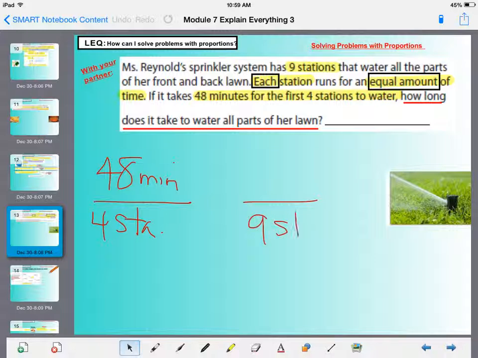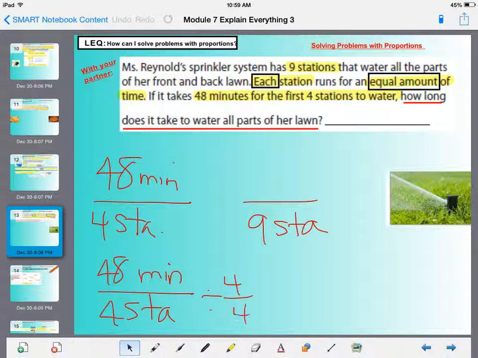So unfortunately with this one, there is no 4 times anything that'll get me to 9 as a whole number. So the easiest way to do this is to determine the unit rate. And so we have information given. It takes 48 minutes to water 4 stations. So let's divide by 4 to see how long it takes to water 1 station. Well, 48 divided by 4 is 12, so it takes 12 minutes to water 1 station.